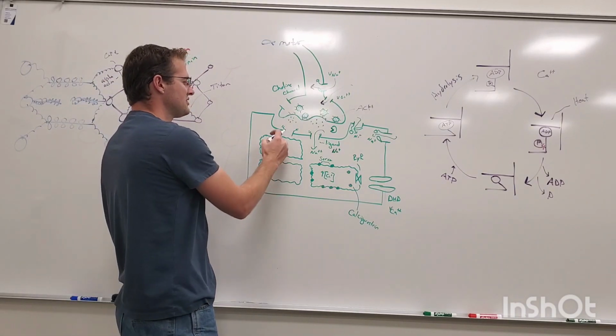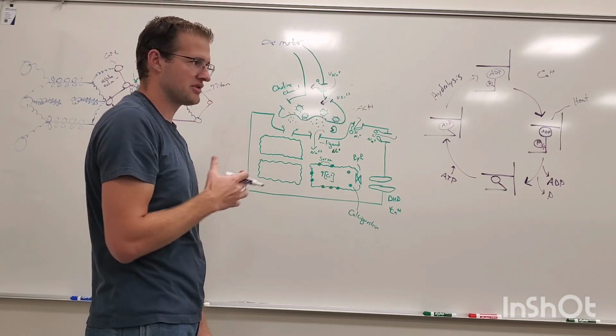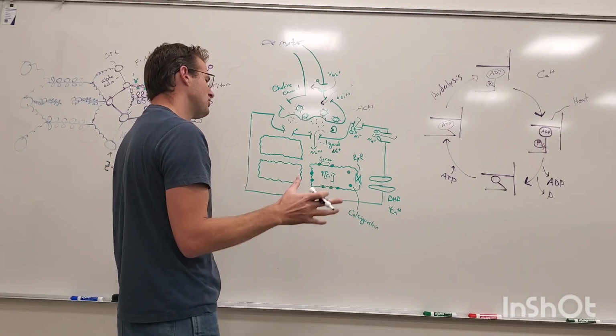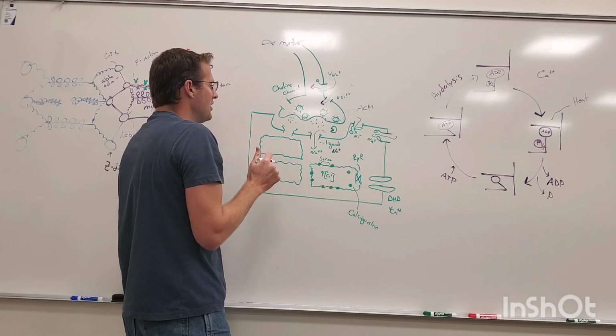Acetylcholine is going to bind down here. These are ligand-gated sodium channels. Once again, we know sodium is going to want to go into the cell. It's going to further depolarize and continue the action potential.